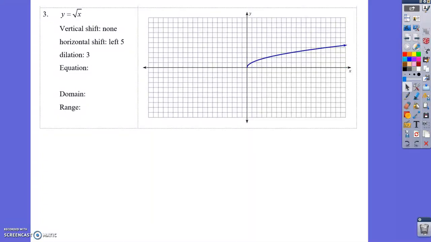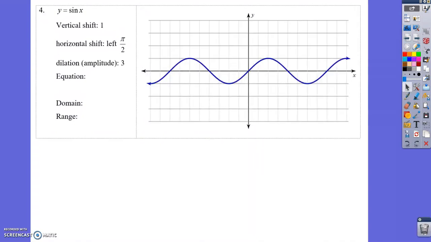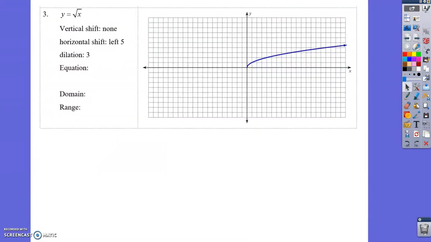And then we've got the square root function. No vertical shift, but a horizontal shift and a dilation. And then we are going to do number 4. Just very quickly with the dilation, the best thing to do is to take the outputs at each point and times them by the dilation factor.